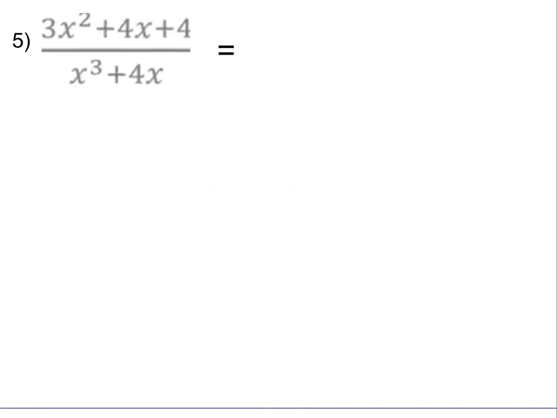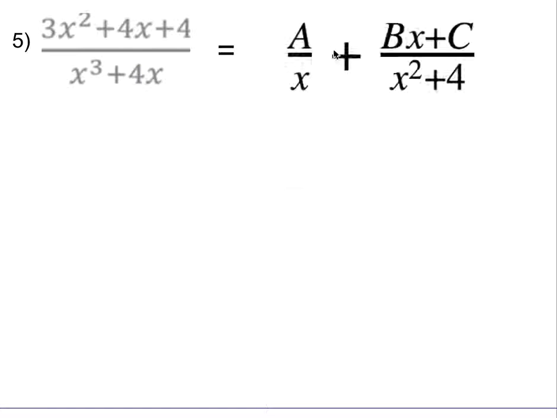For question 5, if you factor the denominator, you could take out an x from each term, and we have x, and then we have x squared plus 4. X squared plus 4 is not factorable, so that stays a quadratic. So that becomes bx plus c up top, because that's linear, and this is quadratic. This is linear, so this is constant.